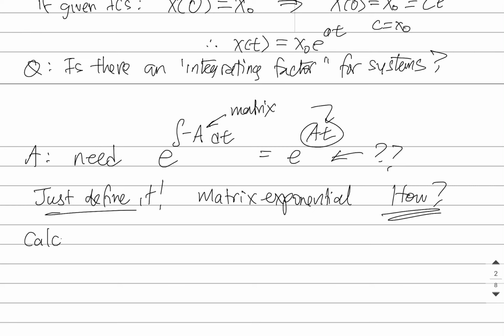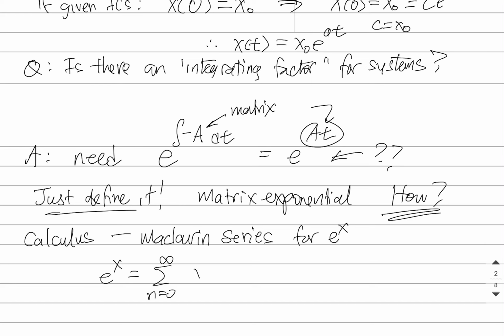Well, from calculus, you learn about Maclaurin series. You learn about Taylor functions, Maclaurin series expansions, all that kind of stuff. And there's a Maclaurin series for e to the x. So it's given as a power series representation, just like this. And if you expand it, it would be 1 plus x plus x squared over 2 factorial, x cubed over 3 factorial, so on and so forth.